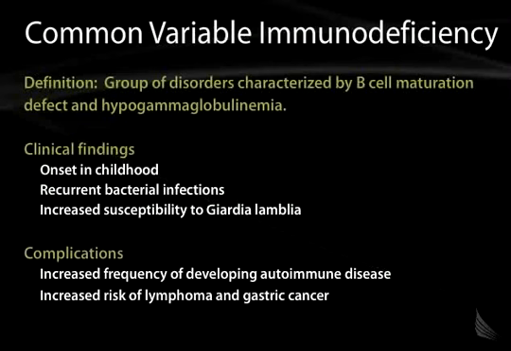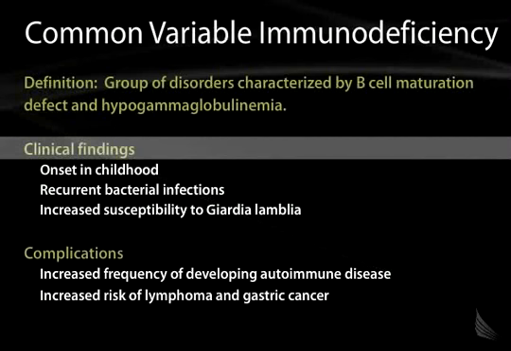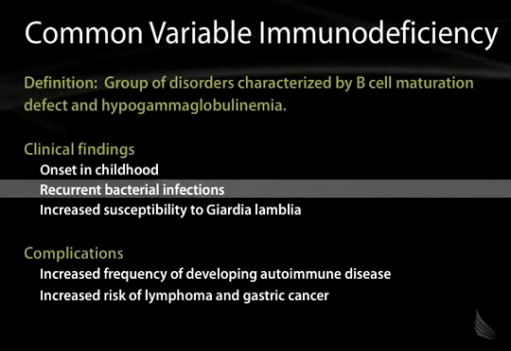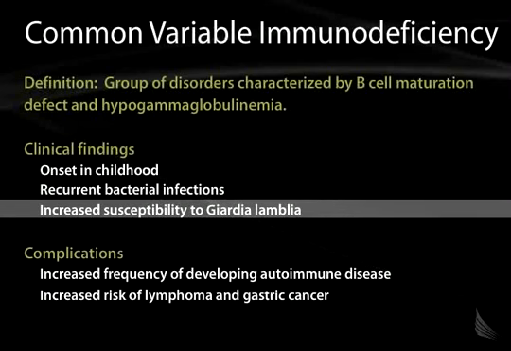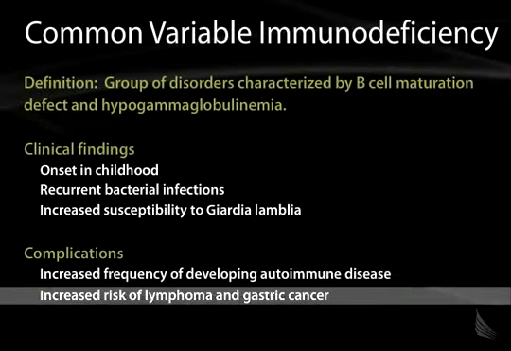Common variable immunodeficiency is another form of inherited immunodeficiency, which is characterized by a B-cell maturation defect and hypogammaglobulinemia. Clinical findings here will be similar to what one might see in Bruton's. You'll have the onset in childhood with recurrent bacterial infections, in addition to increased susceptibility to organisms such as Giardia lamblia. Similar to what one sees with Bruton's disease, there's an increased frequency of developing autoimmune disease, and for some reason that is not quite clear to us, the increased risk of developing lymphoma and gastric cancer, despite the fact that one's underlying condition is a defect in the development of one's immune system.